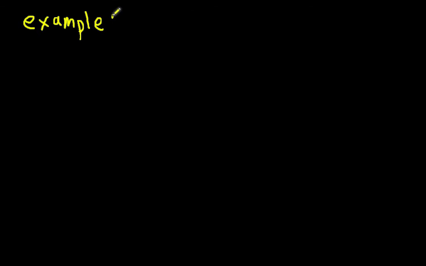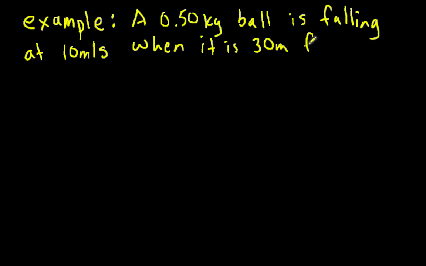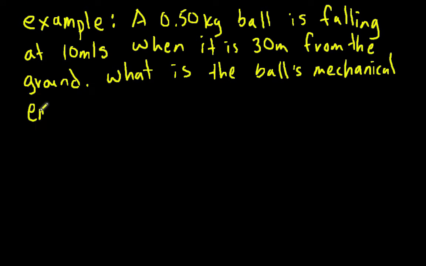Let's look at an example. A 0.50 kilogram ball is falling at 10 meters per second when it is 30 meters from the ground. What is the ball's mechanical energy?